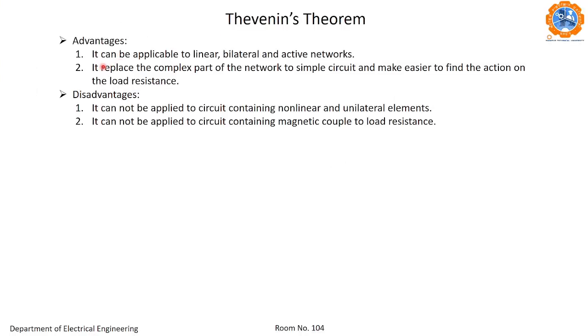The advantages and the disadvantages of the Thevenin theorem: when we discuss advantages, we can say that it is applicable to linear bilateral active networks, and a complex circuit is replaced by a simple circuit, which makes it easier to find the effect of the load resistance over the whole circuit. Okay, in the disadvantages, it is not applicable to non-linear and unilateral element containing circuits, and also it is not applicable to circuits containing magnetic coupling to the load resistance.